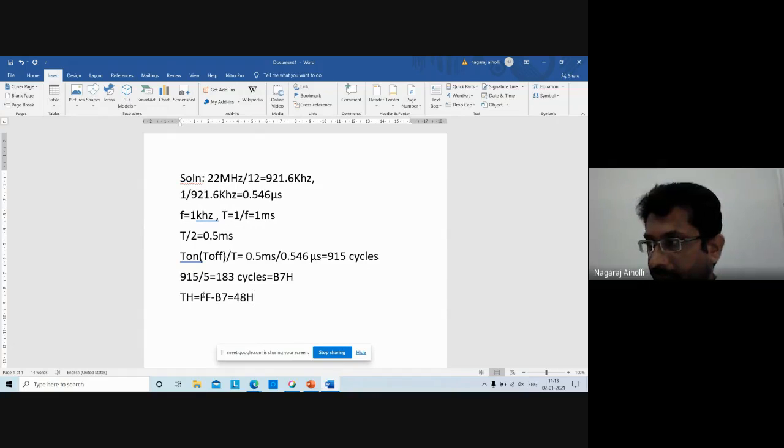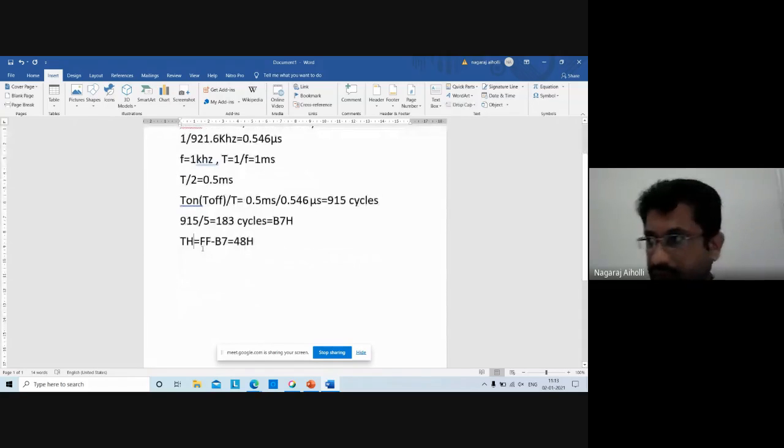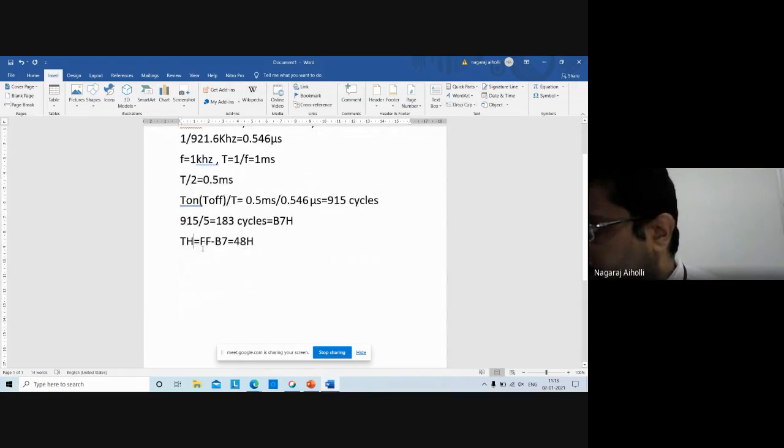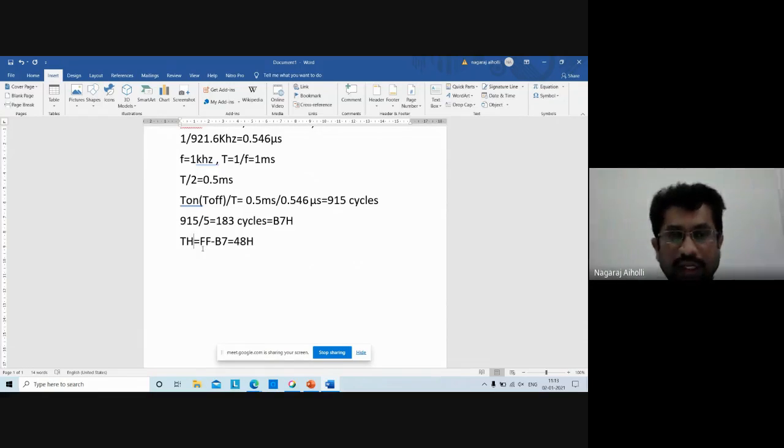That means the starting value that we have to store into the timer register, that is the TH0 register, is 48H. Now, what is the time delay? We want the time delay of 0.5 milliseconds. That is 0.5 millisecond into 2 is 1 millisecond. We want this time delay.